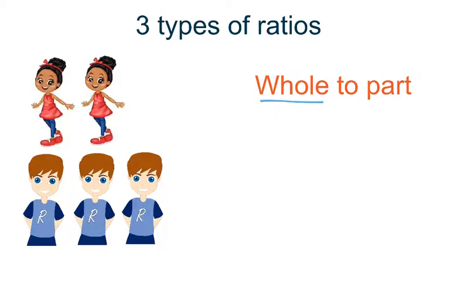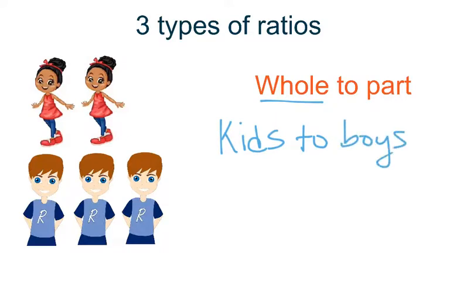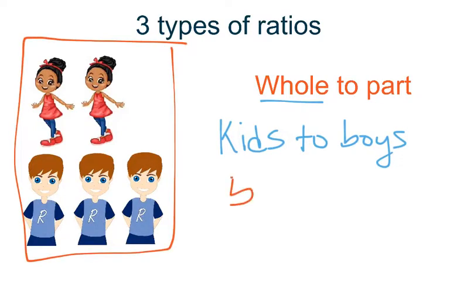For this whole to part ratio, I think I want to compare kids to boys this time. So for this problem, we'd count up our kids first, and we know that kids include boys and girls. So we have 5 kids to 1, 2, 3 boys. Whole to part, make sure you count everything, or all of the parts, and then count the parts you're comparing to.